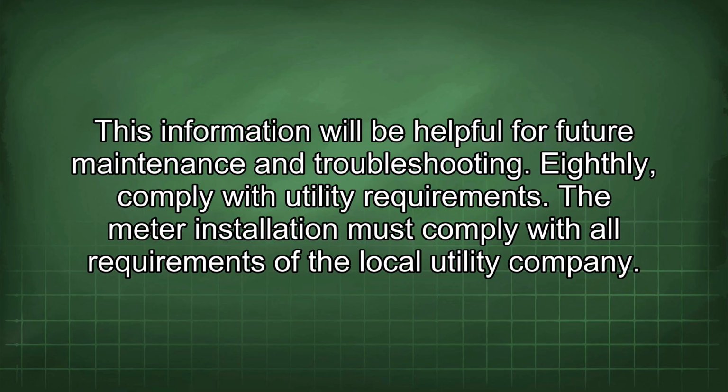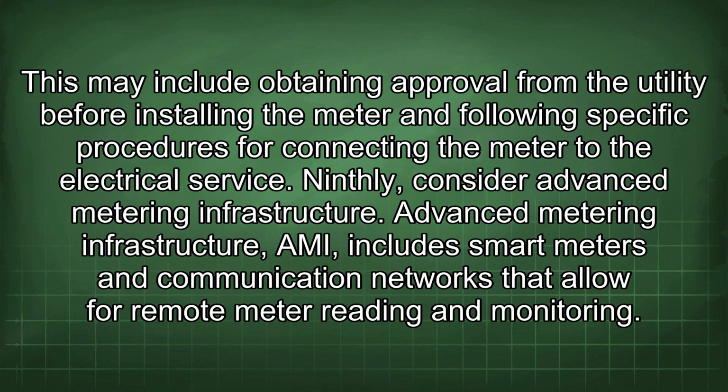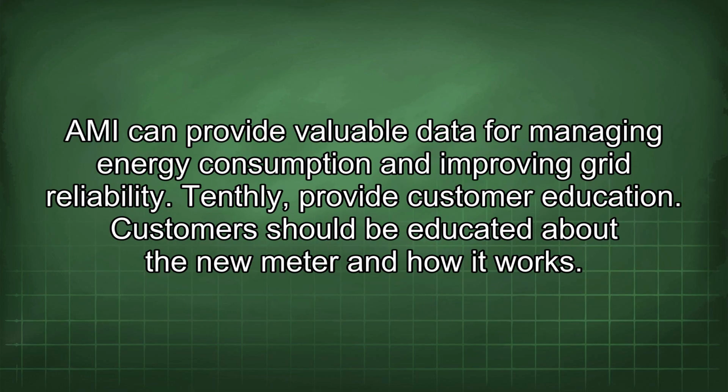Eighthly, comply with utility requirements. The meter installation must comply with all requirements of the local utility company. This may include obtaining approval from the utility before installing the meter and following specific procedures for connecting the meter to the electrical service. Ninthly, consider advanced metering infrastructure. Advanced metering infrastructure (AMI) includes smart meters and communication networks that allow for remote meter reading and monitoring. AMI can provide valuable data for managing energy consumption and improving grid reliability.